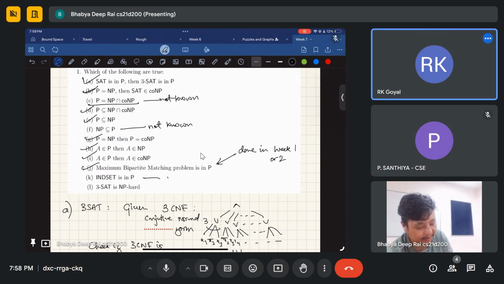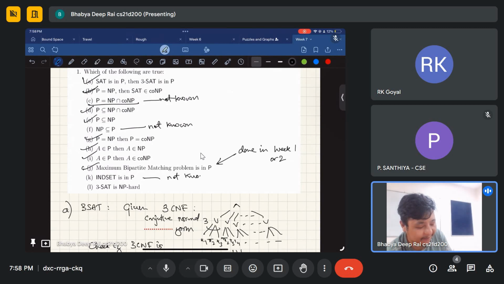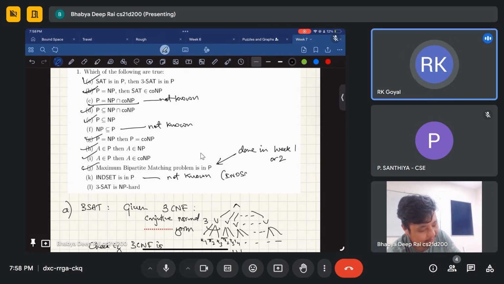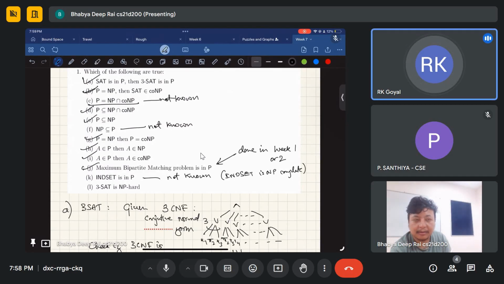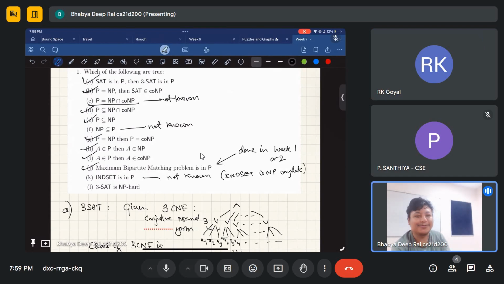Not known. Because if independent set were to be in P, then P will be equal to NP, because independent set is NP complete. Now 3 SAT is NP hard. So do we have any problem in NP which is not NP complete? If we knew that, then we would say that P is not equal to NP.